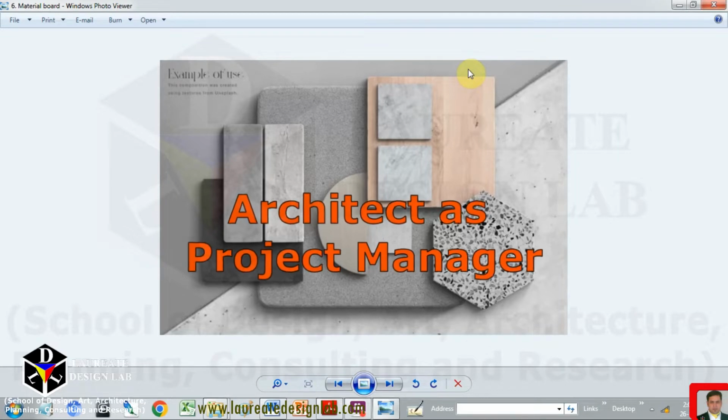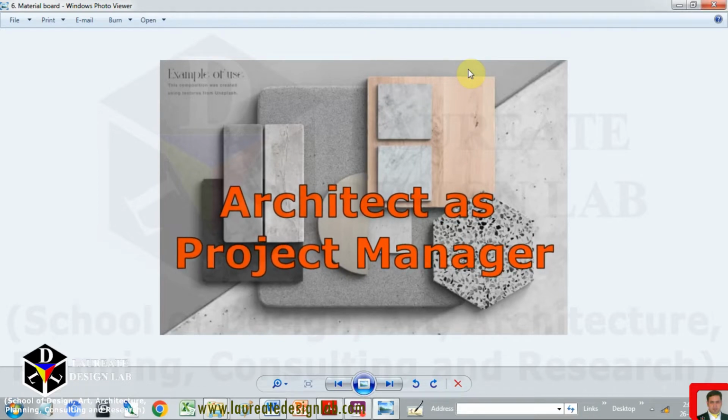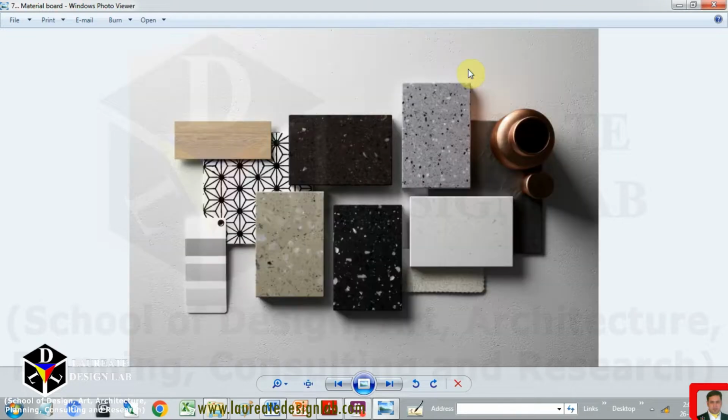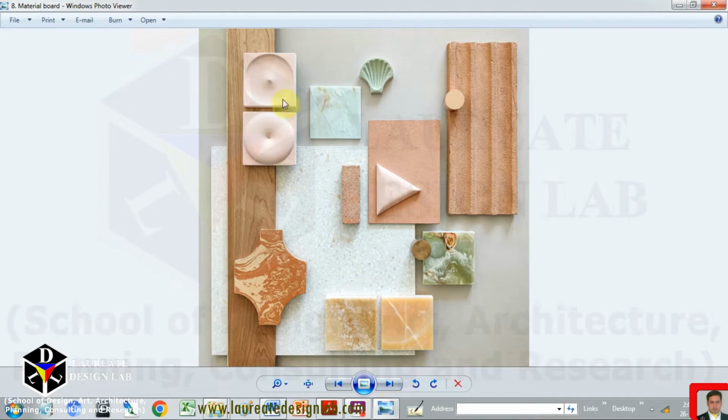or at times your architect could be the project manager also. Okay. On behalf of the client, he is looking at the material aspect of the project also. Got that? Yes. So this is all the way to showcase the material board. This is how one can showcase.